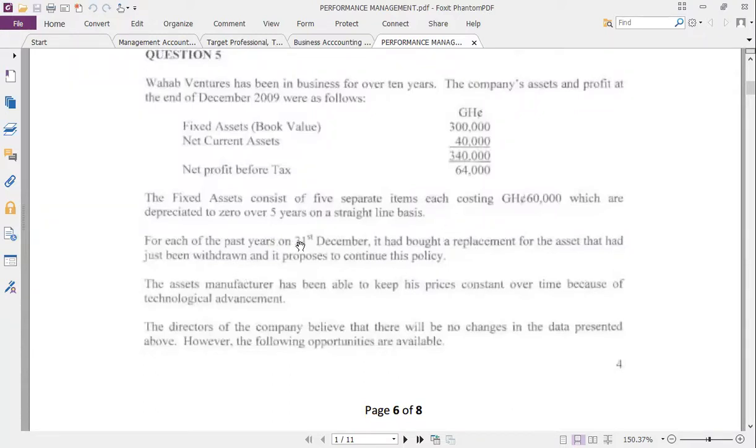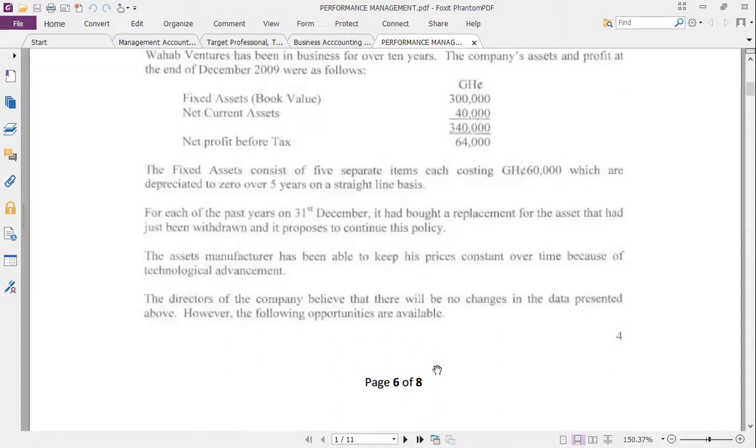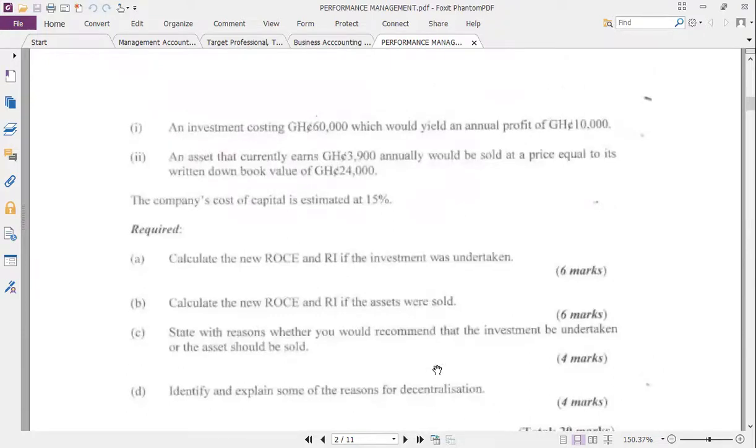For each of the past years on 31st December, it had bought a replacement for the asset that had just been withdrawn, and it proposed to continue this policy. The assets manufacturer has been able to keep his price constant over time because of technological advancement. Directors of the company believe that there will be no changes in the data presented above. However, the following opportunities are available. What are the opportunities? Have you seen?